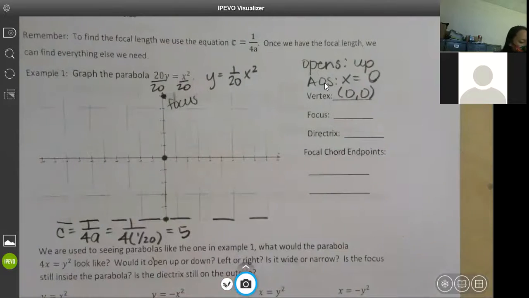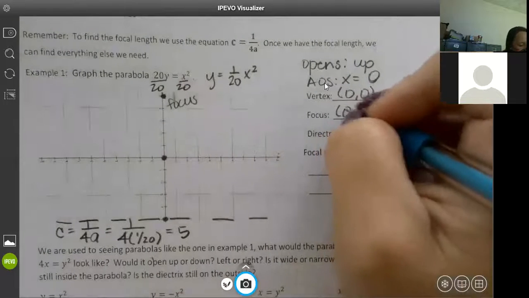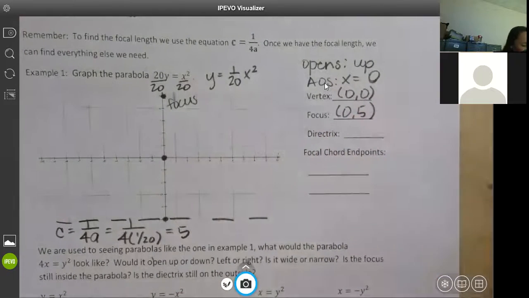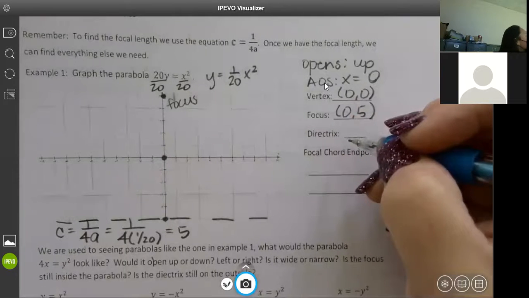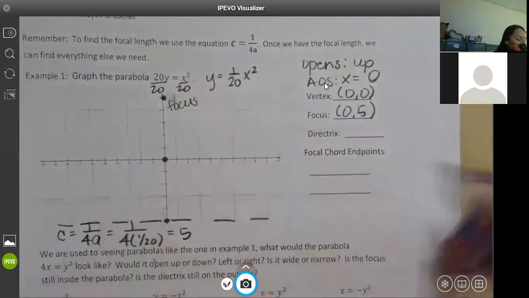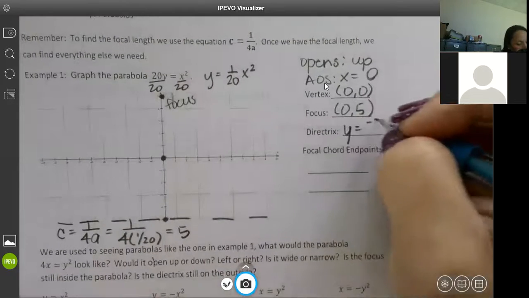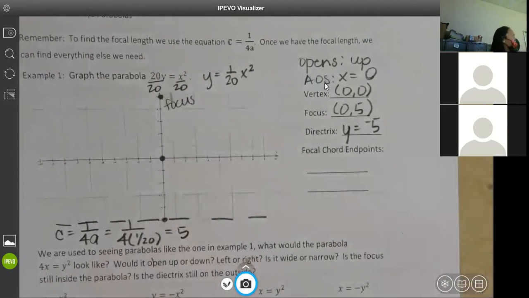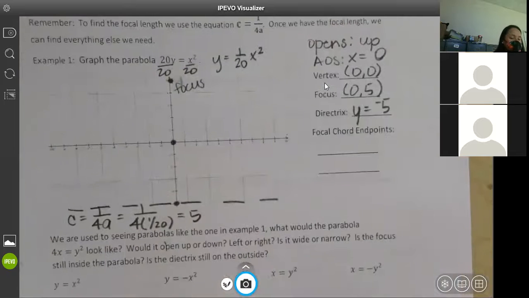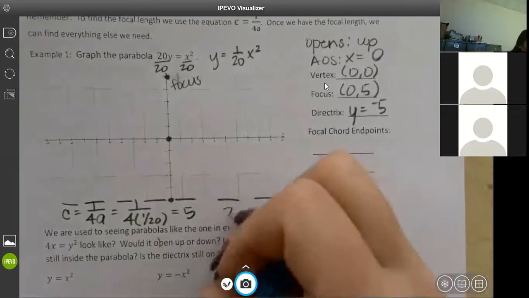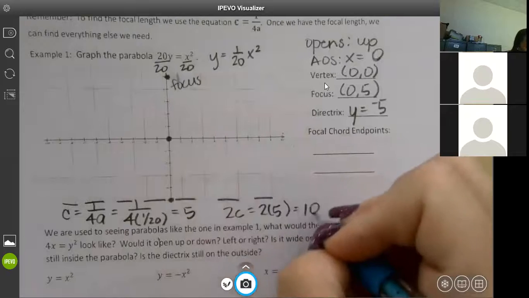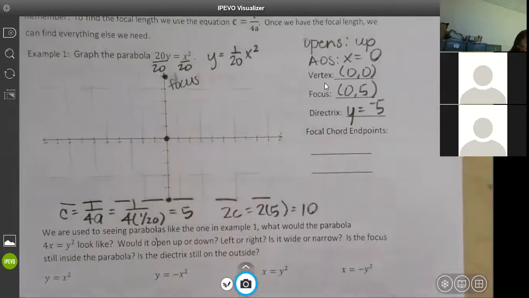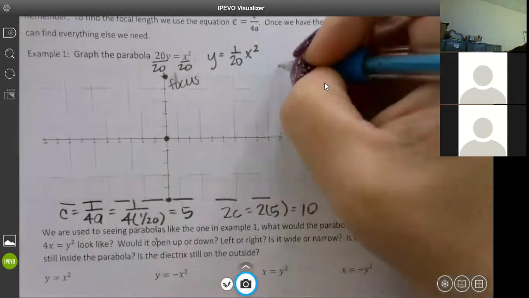So what's your focus point? Somebody else, what's your directrix? Be careful. What should this look like? It's not a coordinate. It's a y equals negative. Yeah, y equals negative. No worries. That's why we're doing it, just a reminder. And then your focal chord endpoints. Remember, we have to do 2c, or 2 times 5, which is 10. So we go 10 to the left.